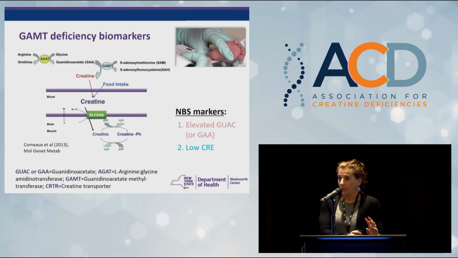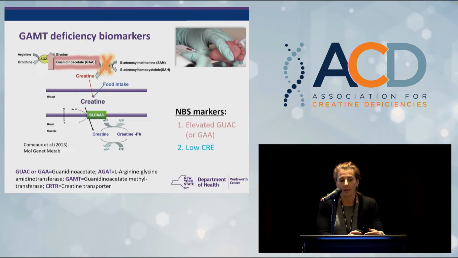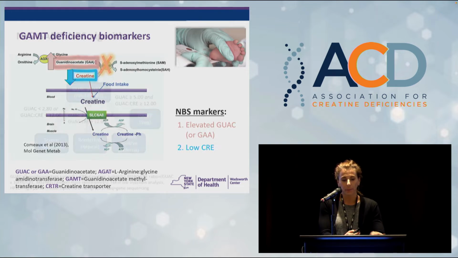So I don't think I need to remind you all, but just quickly, GAMT deficiency is due to mutation in the GAMT gene. This results in elevated guanidinoacetate, sometimes abbreviated GUAC or GAA, and also depletion of creatine. And so in newborn screening, we are looking for both elevated guanidinoacetate and low creatine.